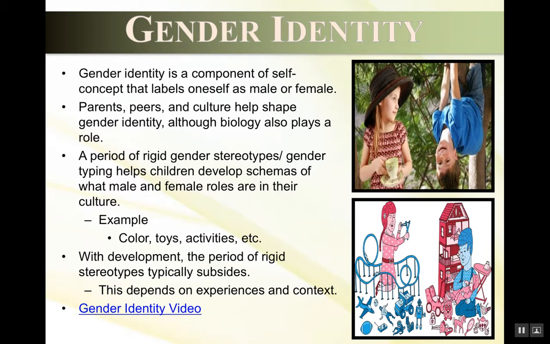Now, due to this and how people act towards certain genders, gender stereotypes and gender typing also helps children develop schemas of what it means to be male and female. And this is in regard to clothing, toys, activities. And children really watch how people act towards different genders. So, what is a woman supposed to do? What is a man supposed to do?